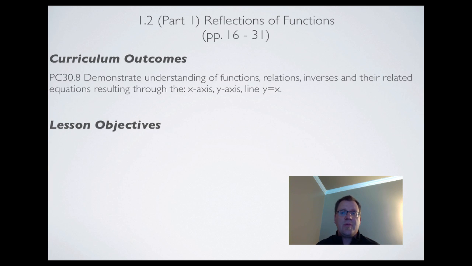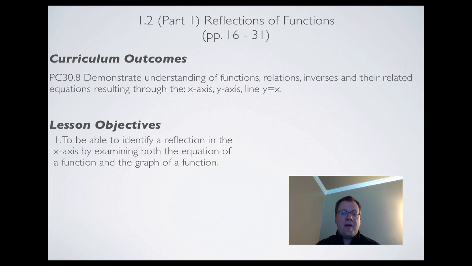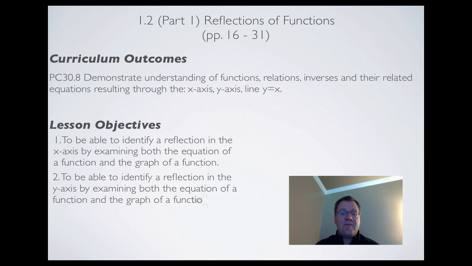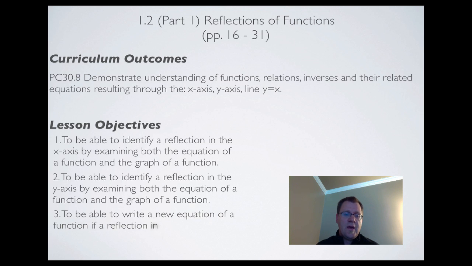Specifically, here's what you need to be able to do by the time this lesson is over. You need to be able to identify a reflection in the x-axis by examining both the equation of a function and the graph of a function. You need to be able to identify a reflection in the y-axis by examining both the equation and the graph of the function. And finally, you need to be able to write a new equation of a function if a reflection in the x or the y-axis has occurred, and probably even both eventually. So those are what we're trying to get done today.